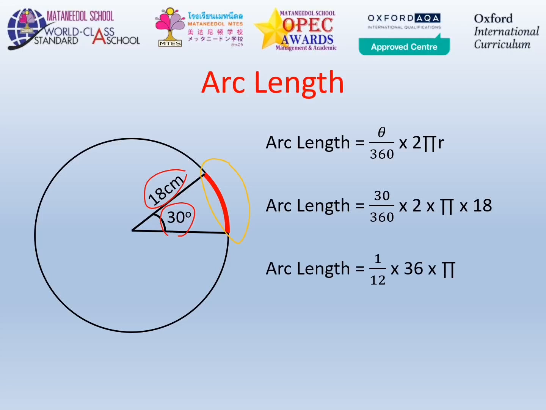Okay, so 1 over 12 times 36 times pi, we now have 3 pi. Or in decimal, we can have 9.42 centimeters. Therefore, the length of this arc measures 9.42 centimeters.